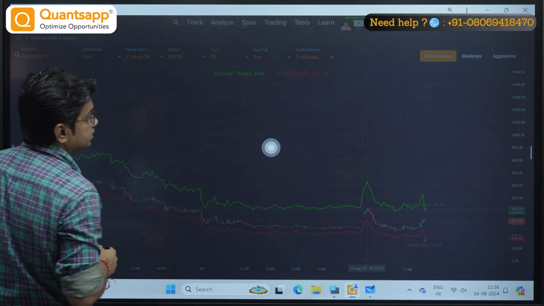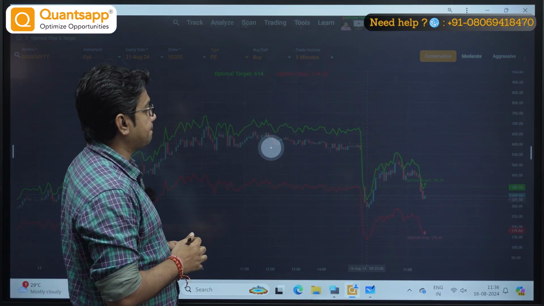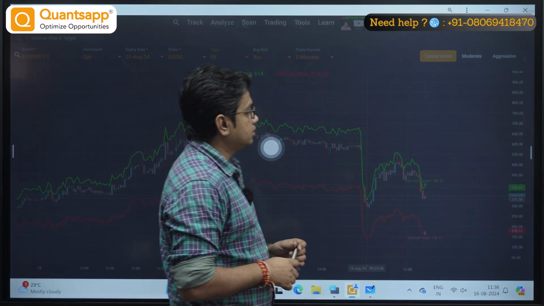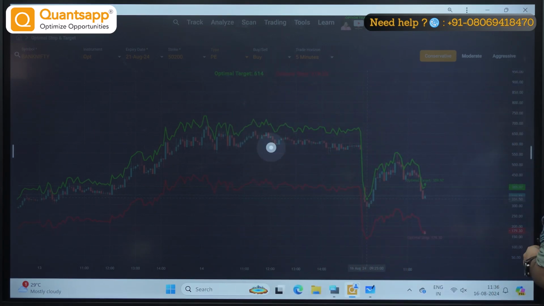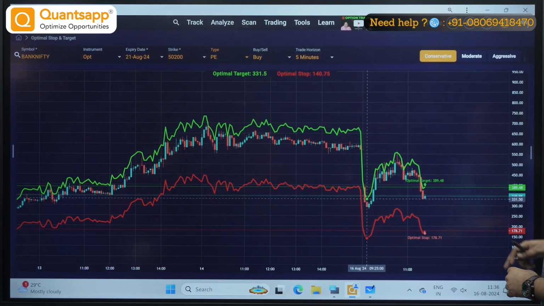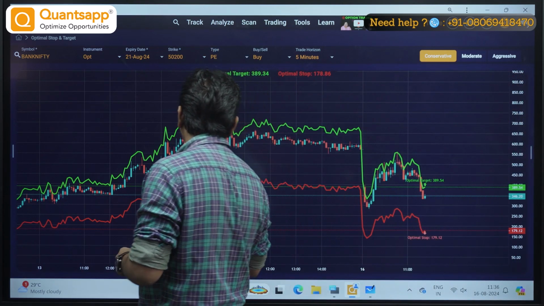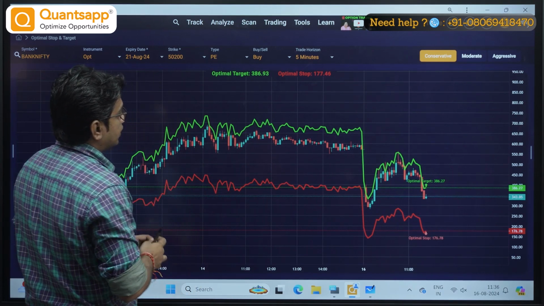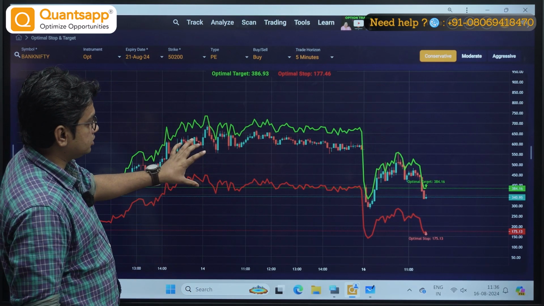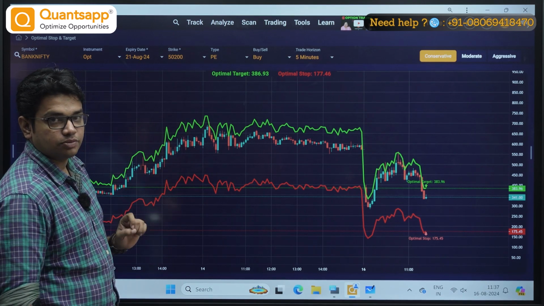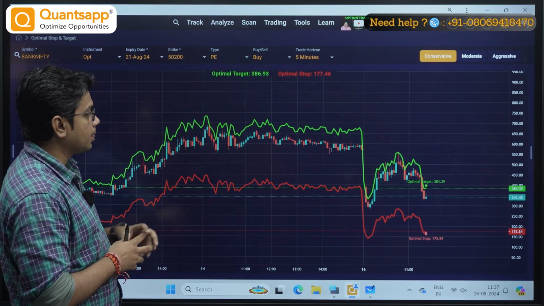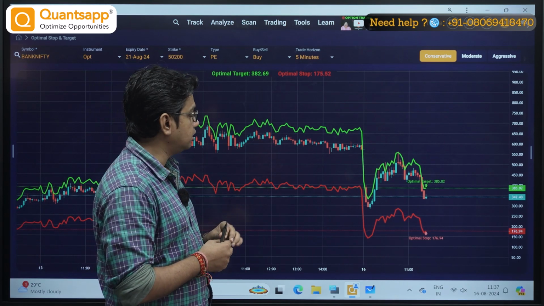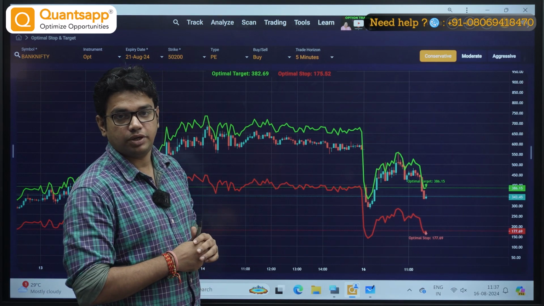I am selecting the put options. You can see the put option, since when these kind of scenarios happen, the stop loss is much bigger and the target is very small, we should avoid that trade, because there is too much risk and the reward is very less, so I should avoid that particular trade.